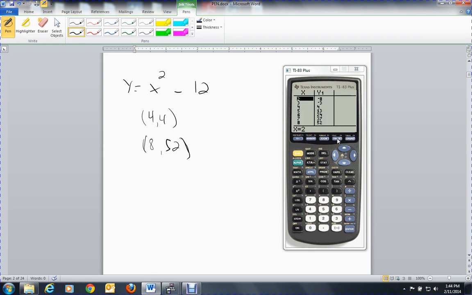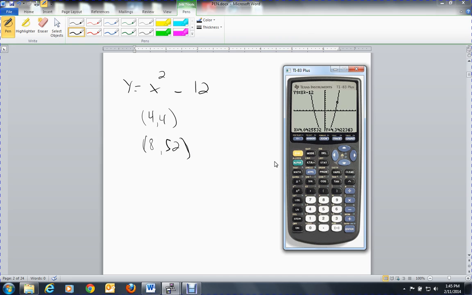It's the trace feature. So if I hit trace, you'll notice an x and y pop up. If I hit 4 and I hit enter, it's going to give me the value. X is 4 gives us the value of y equals 4. I don't have to hit trace again, or I could, but I can hit the 8 also. But before I do that, notice that the 4, 4, that point is flashing. Keep that in mind. So I'm going to hit trace and then the 8, and when I hit enter, we better get 52 for the y value, which we do.